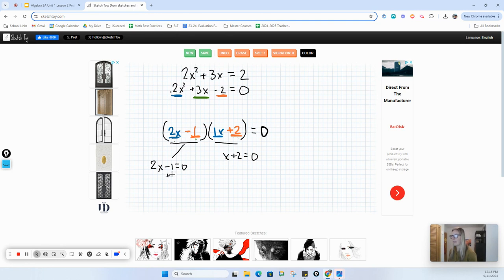So here I would add 1, 2x is equal to 1. Divide both sides by 2, and I get a fraction. Totally fine to leave it as a fraction. Fractions are your friend. They're just numbers. Don't hate them. Subtract 2, subtract 2. X is equal to -2. So those are my two solutions. So hopefully this video will help you within your project.